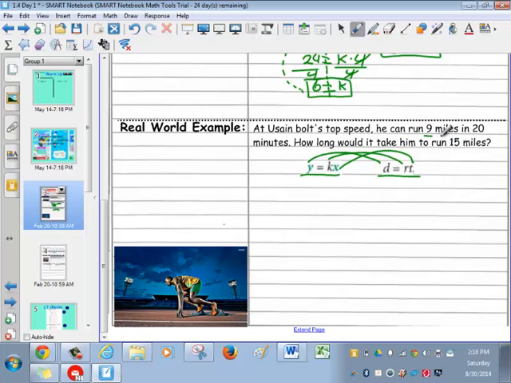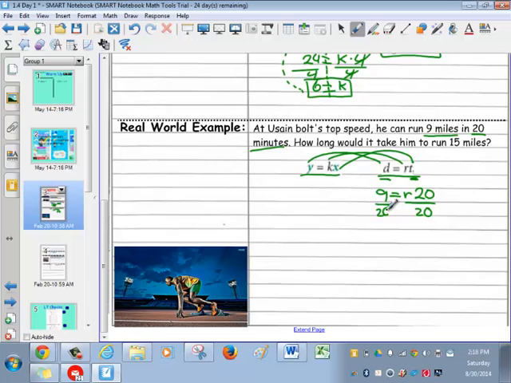First we're going to take this 9 miles and plug it in for our distance. So we got 9 right here. And then we're going to take the 20 minutes and plug it in for our time. So this is equal to rate times 20. Okay? Now the only thing that's missing here is we don't know what the r is. So we're going to solve by dividing both sides by 20.